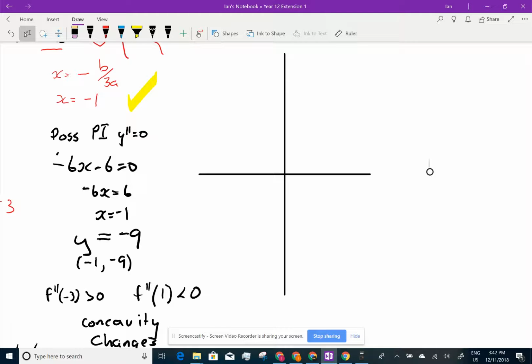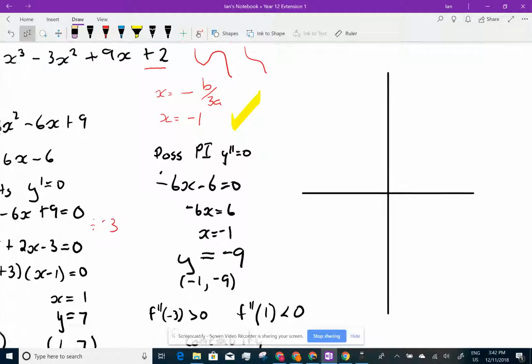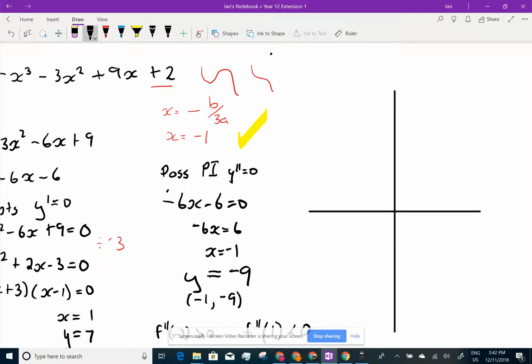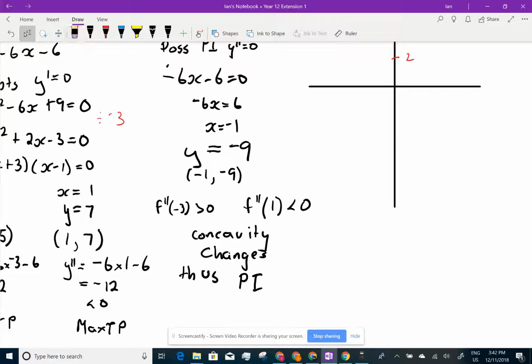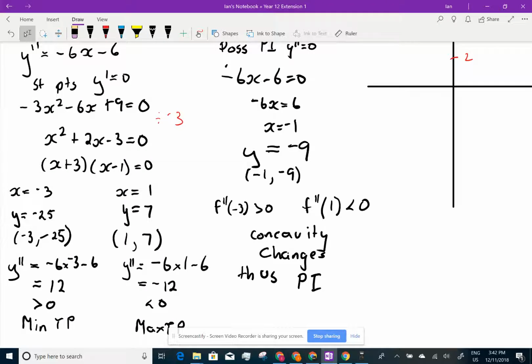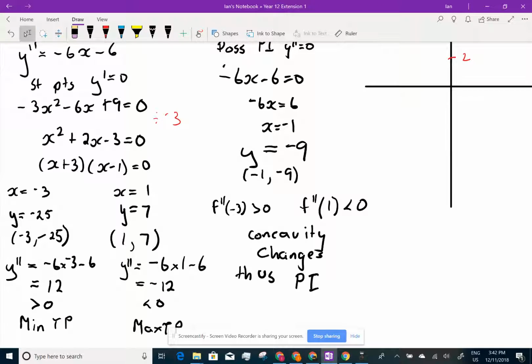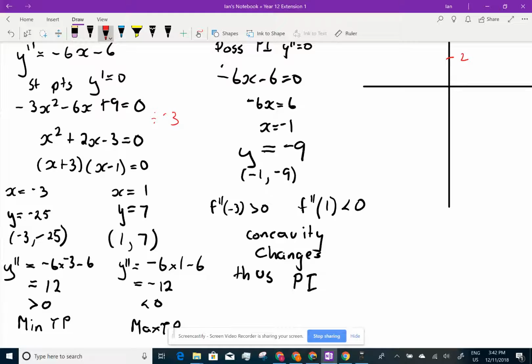So it's going through 2. So we use a different colour here. We use red. There's a y-intercept 2. I've probably gone a little bit too low there because we're going to go up to 7 and down to negative 25. So negative 3, negative 25. So negative 3 down here.